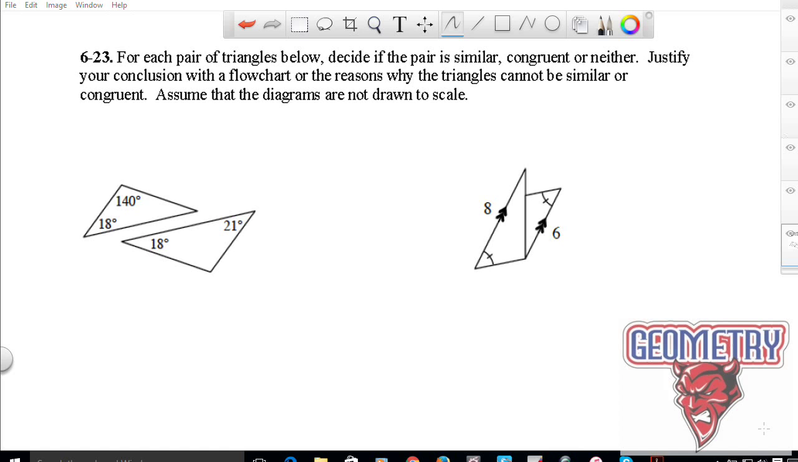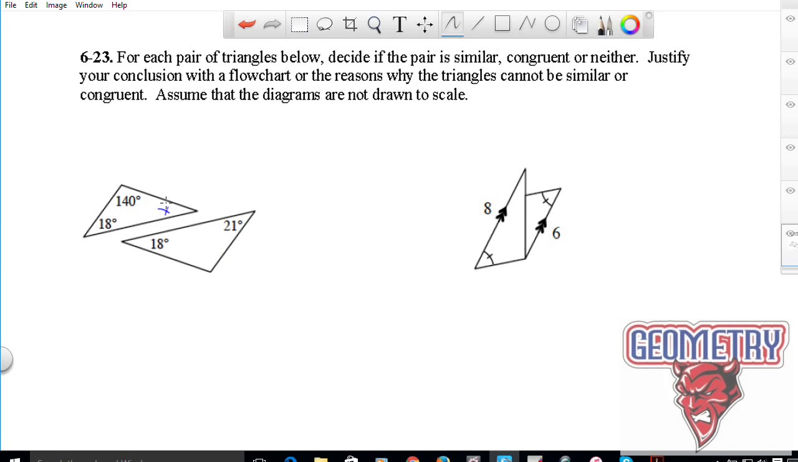So we got these two triangles. I have two angles in each triangle. Right now, only one of them matches up. So the 18s match up. Obviously, the 140 is different than the 21. So what we've got to do is figure out the third angle in each of these triangles to determine if they're actually going to be similar or not. I know right off the bat I can't get them to be congruent because I don't have any information about the sides. I only have angles. So let's see if we can figure this out.